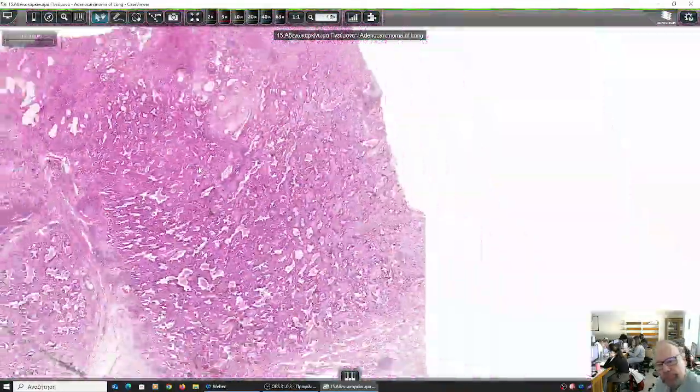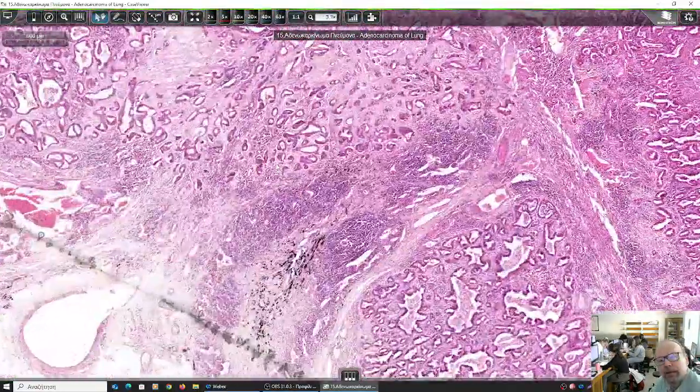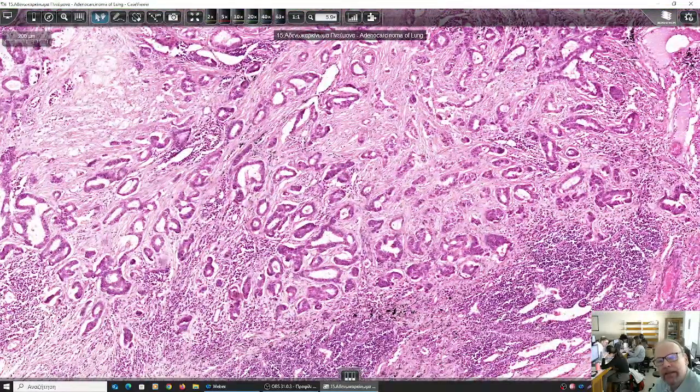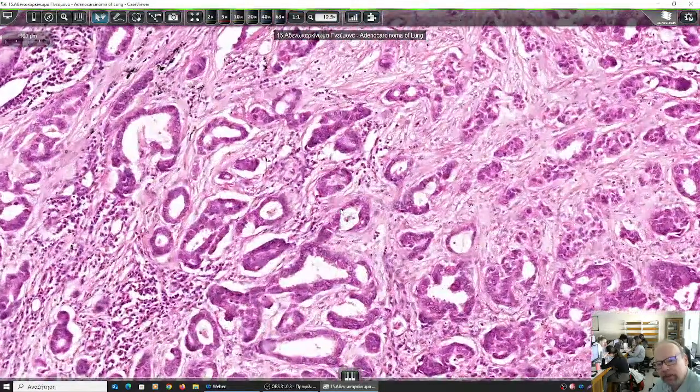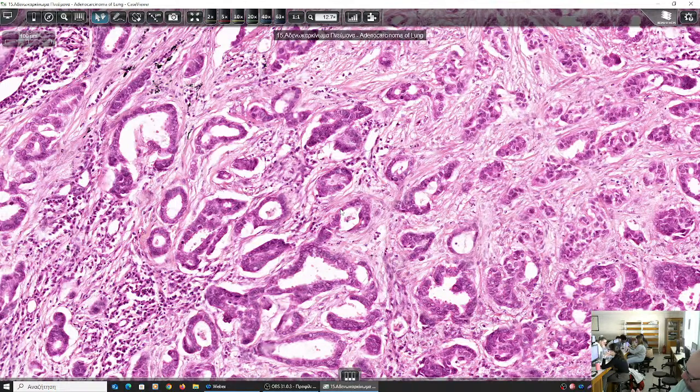If you see malignant glandular structures like this, which do not look like alveoli, you are never sure that the adenocarcinoma is primary, because taking the patient's history into account, this could be the end stage, the hematogenous metastasis from any other adenocarcinoma arising in the pancreas, in the colon, in the endometrium.